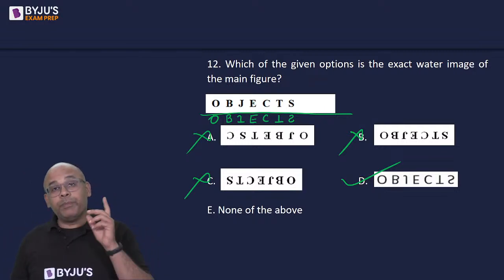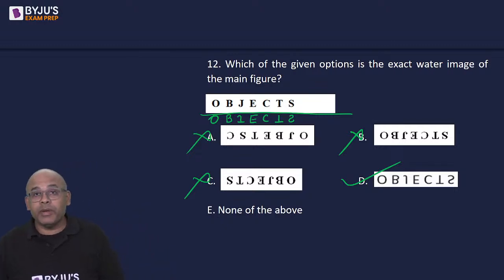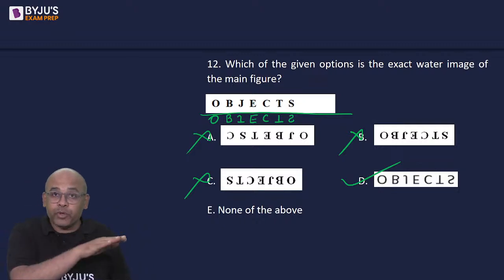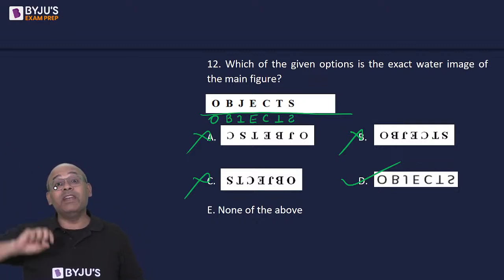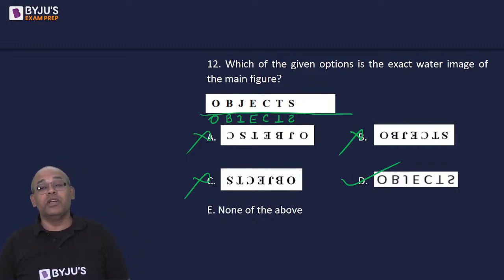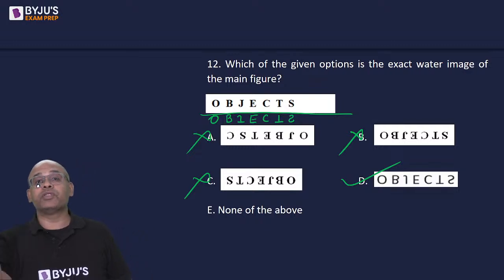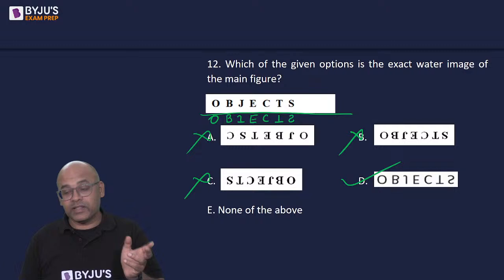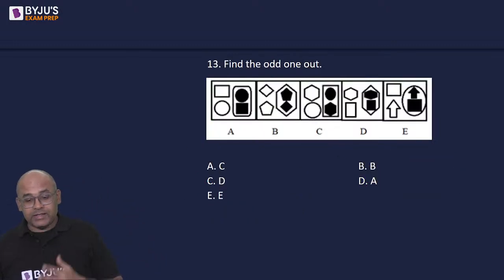Okay. So please be very careful about mirror images and water image. Mirror image is a mirror put on the right side or on the left side. Water image is a mirror put on the bottom. When you put a mirror on the bottom, then the image will become inverted image. Whereas on the right or left, when I put a mirror, the image becomes opposite. So basically your left becomes right and your right becomes left. So that's the difference. Alright, so option D. Next is an odd one out.